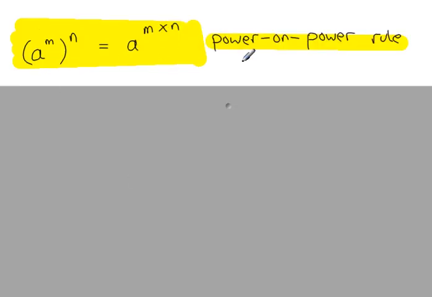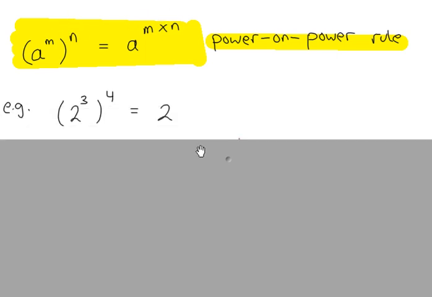The power on power rule for indices, so we've got something inside the brackets with a power, then everything in the brackets is raised to another power. So these two powers here are multiplied together. So in this example, 2 to the power of 3, and all of this to the power of 4, using the power on power rule, we're going to multiply the powers together here. So 3 times 4 is 12, that's 2 to the power of 12.